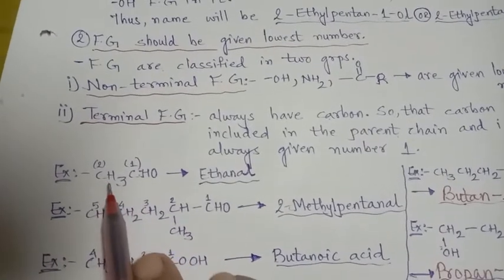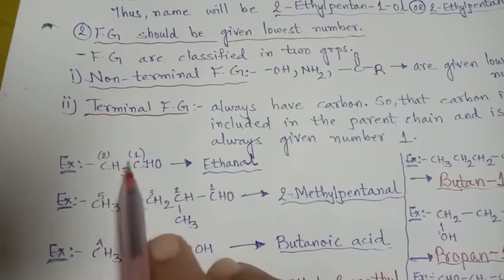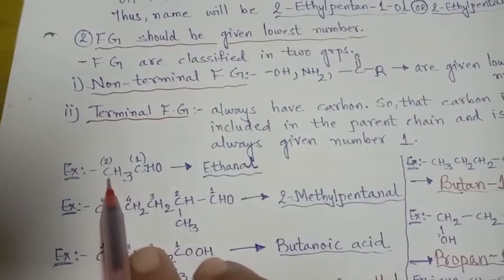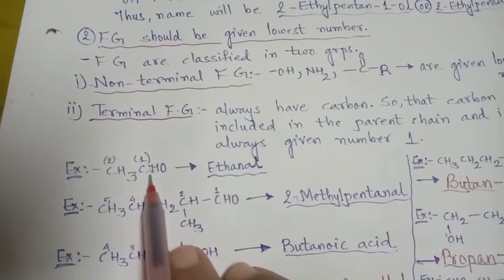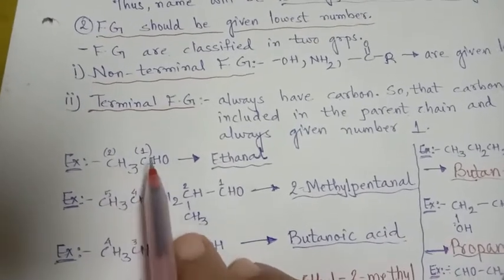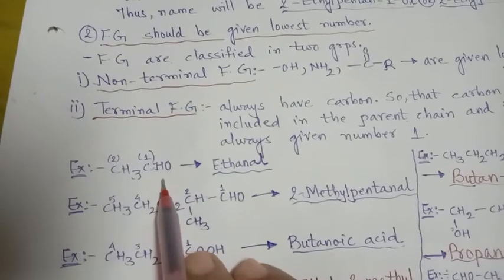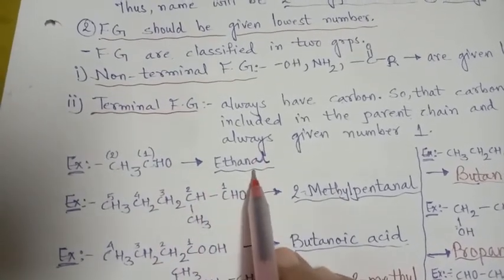See, here is an example, CH3CHO. Now here 1 and 2, or from here 1 and 2, both are the same thing, but this is the functional group. So the first number will go to this carbon, that is 1 and 2. Clear? So this is ethane, but here it is the aldehyde group and the suffix goes al, so it is ethanal.